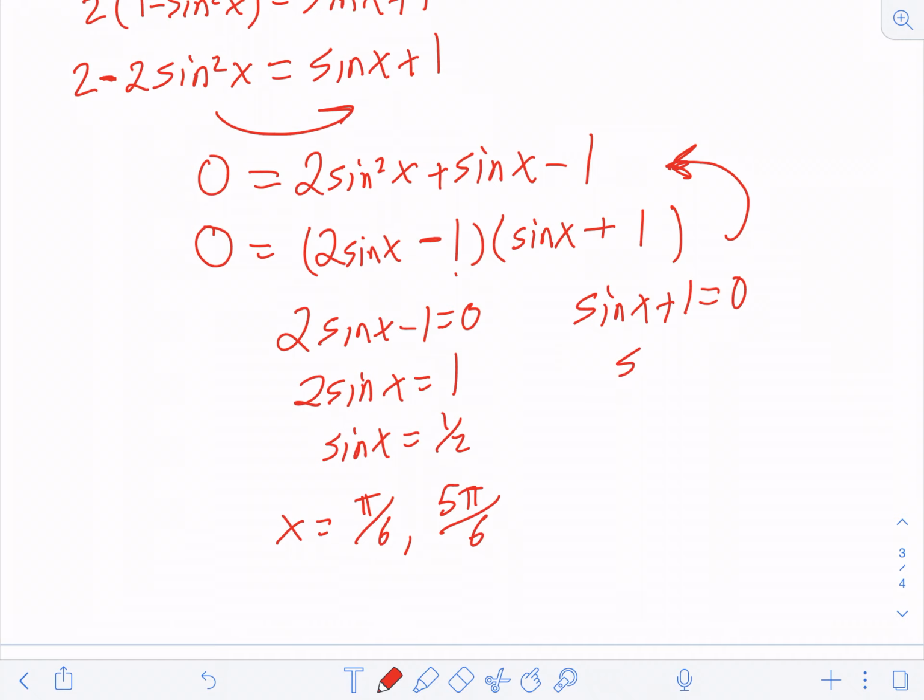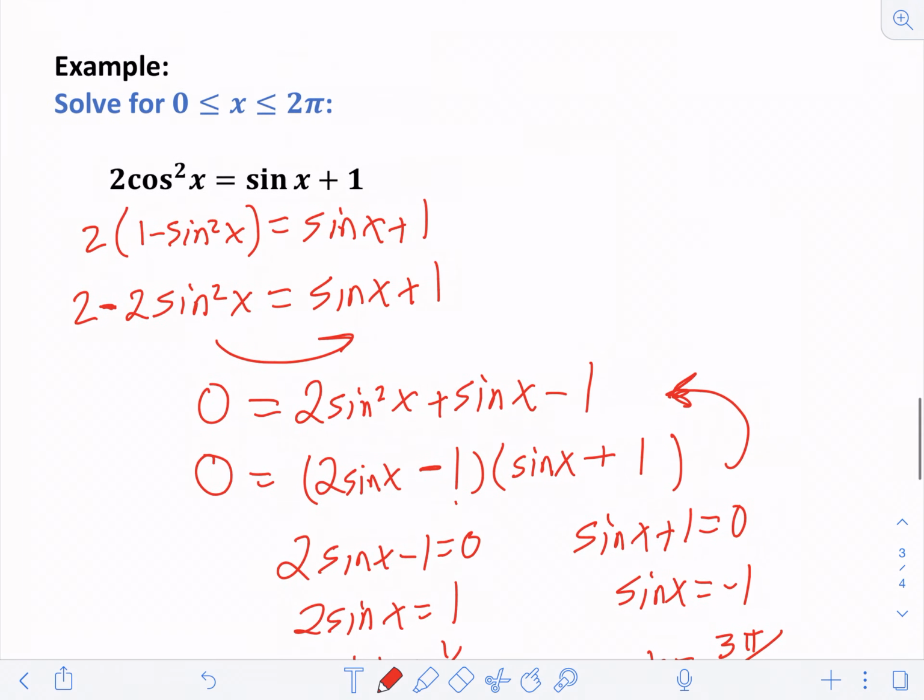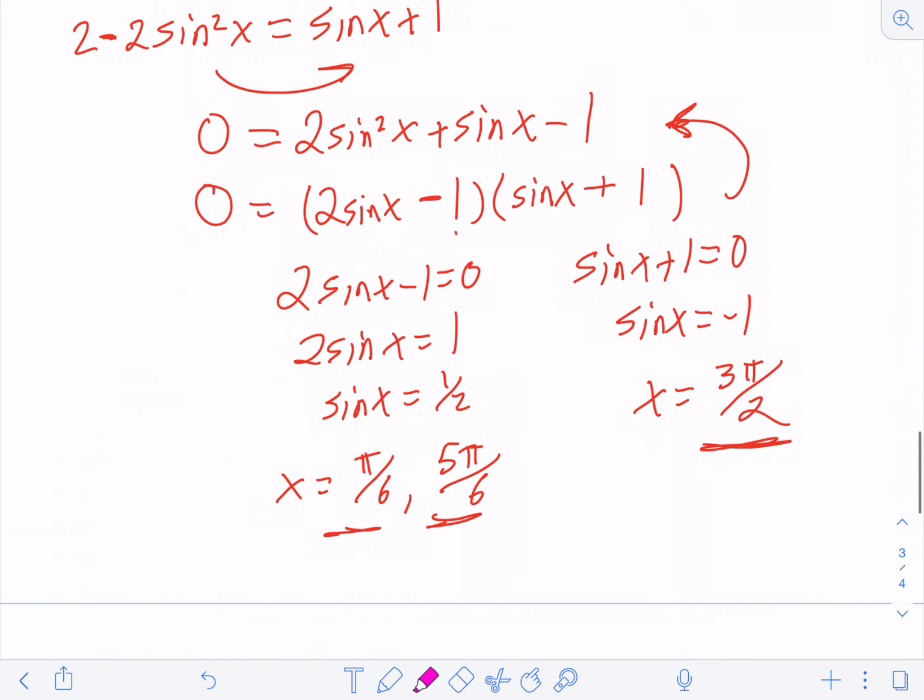And now, what about this side? Sine of x equals -1. Where does sine x equal -1? That's when x is equal to 3 pi over 2. So my answers are pi over 6, 5 pi over 6, and 3 pi over 2. And those are the radians, as it says up here, in this range, or in the domain of 0 to 2 pi. Make sense? Great.